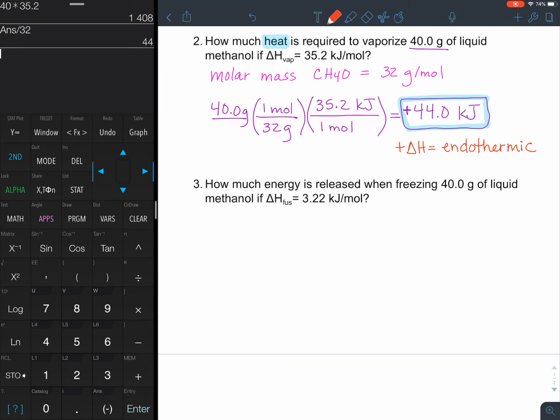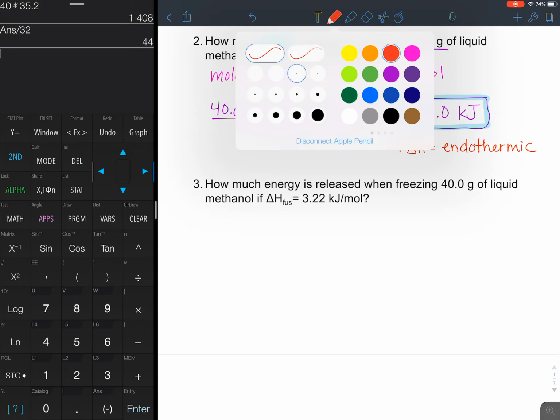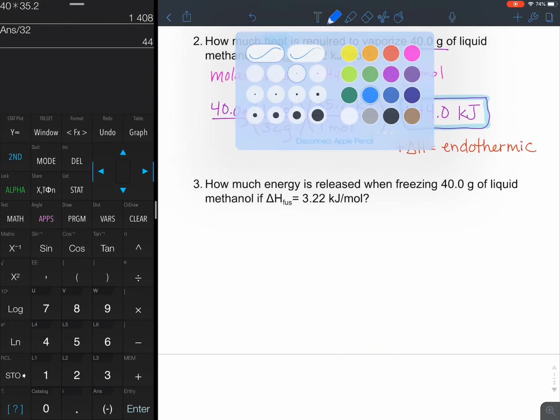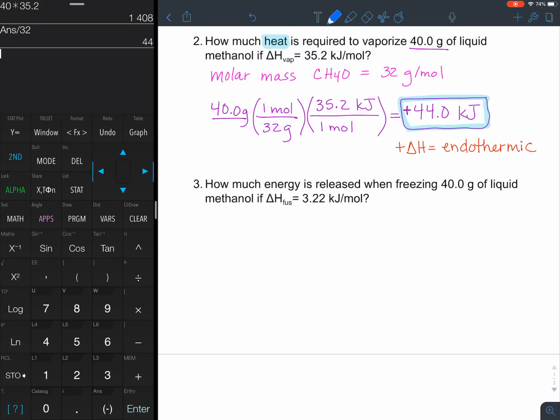All right, let's take a look at the next one. In the next example, we are asked how much energy is released, and that makes sense. If we require it, it's going to be absorbing it. So this one is how much energy is released. So we know that this should be an exothermic process. That's a good double check on those.